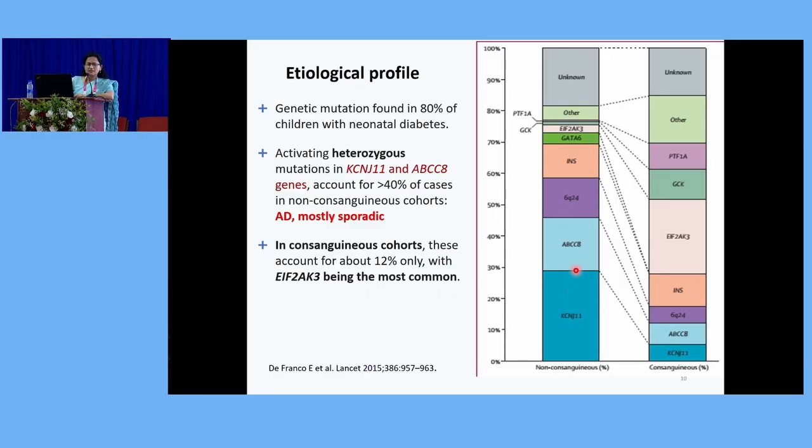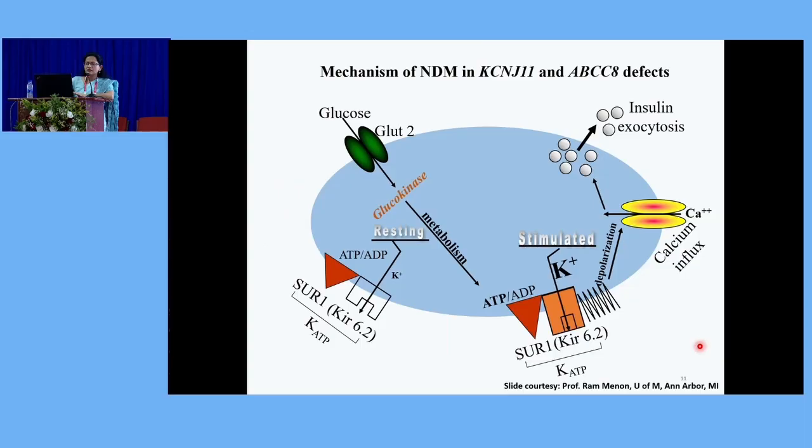But this is the Exeter data, and here we see that if it is a non-consanguineous cohort, then these two, KCNJ11 and ABCC8, account for the majority. Whereas if it is a consanguineous cohort, then IF2AK3 is the most important gene. And the other two, ABCC8 and KCNJ11, are less common. So always ask history of consanguinity and family history.